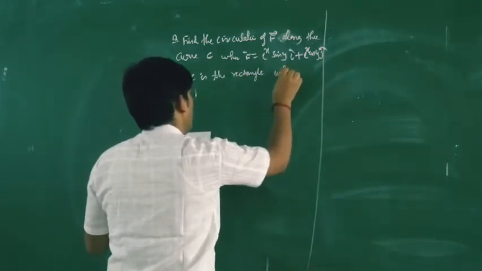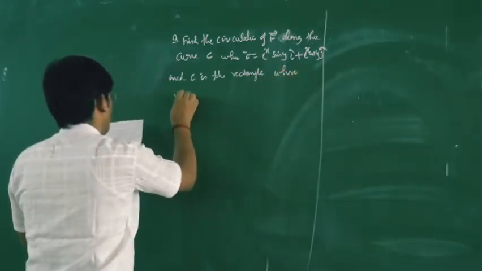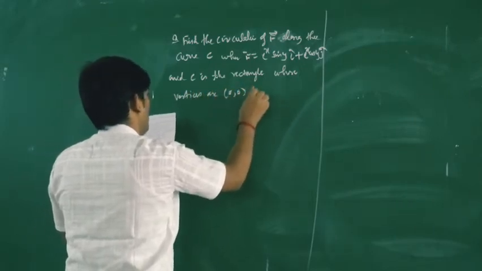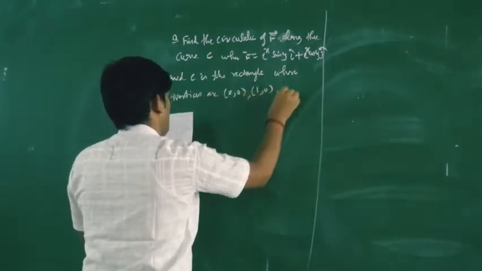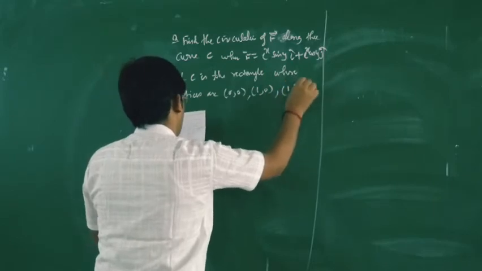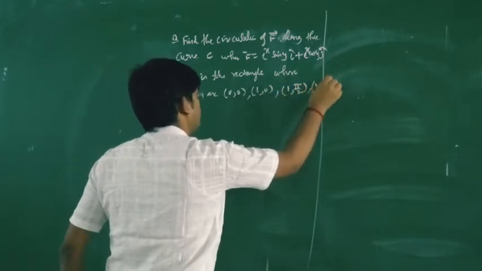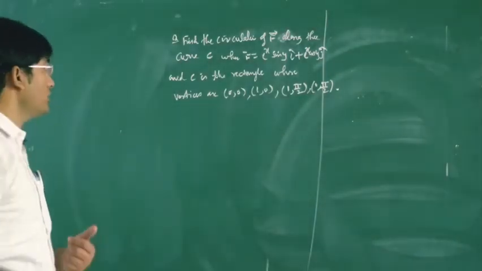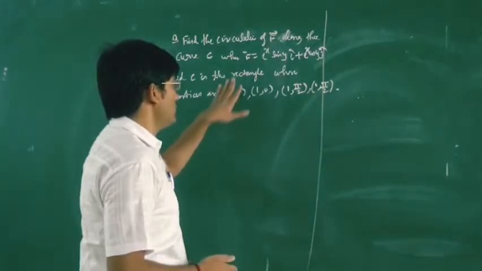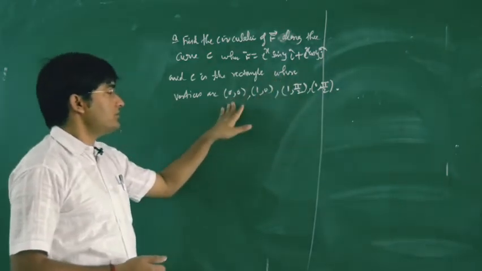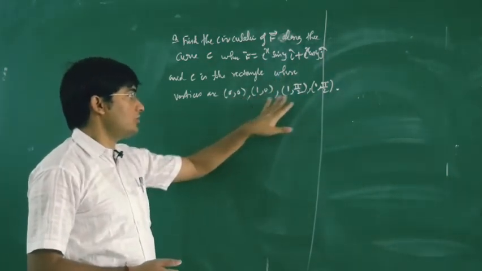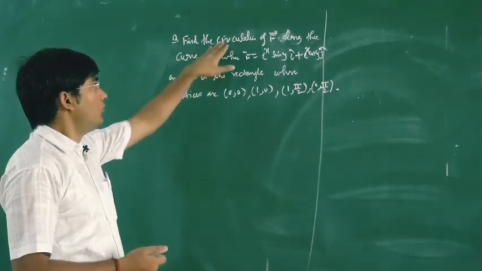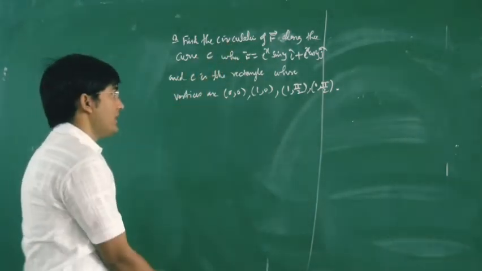and C is the rectangle whose vertices are (0, 0), (1, 0), (1, pi/2) and (0, pi/2). So here you can see that C is a rectangle with vertices (0, 0), (1, 0), (1, pi/2) and (0, pi/2), and we have to find the circulation, that means the line integral.